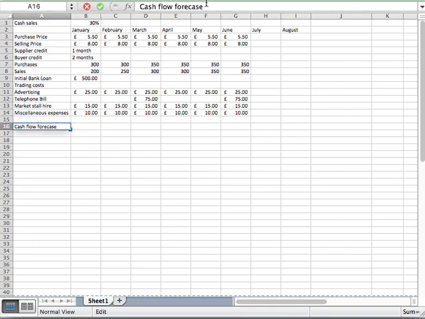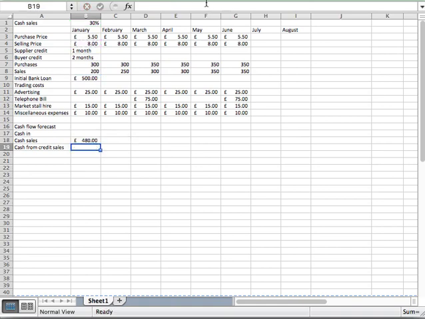Right, cash flow forecast. And first line, as you remember from the work cards case study, is cash in. Now we've got cash in from cash sales, and we've got cash in from credit sales. So cash in from cash sales is equal to the sales volume multiplied by the percentage sold for cash multiplied by the selling price.